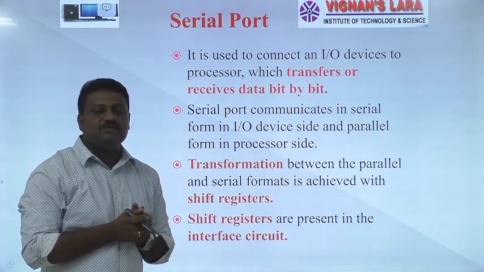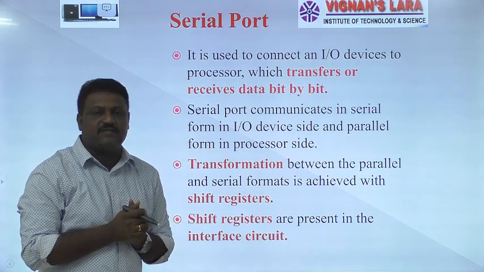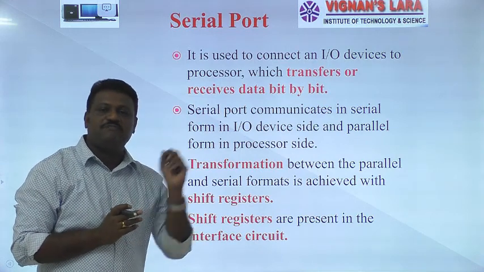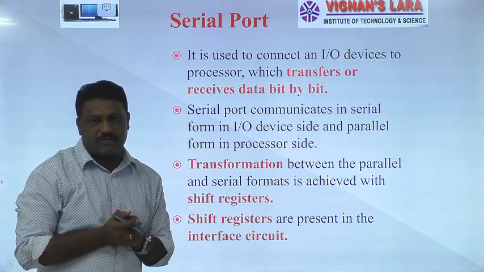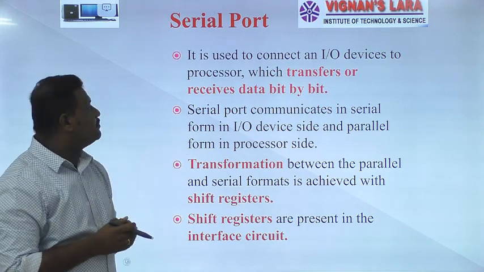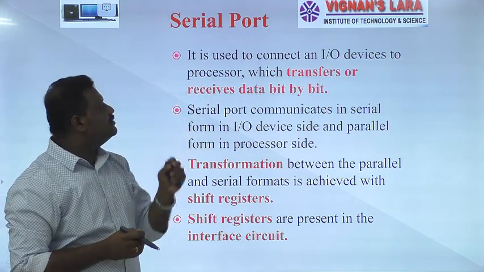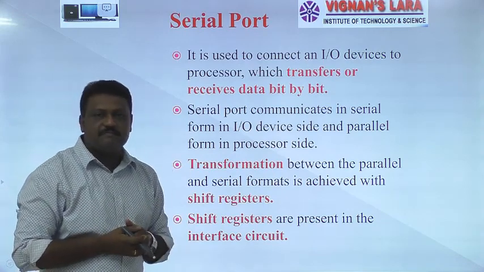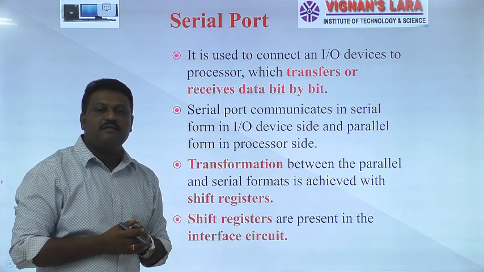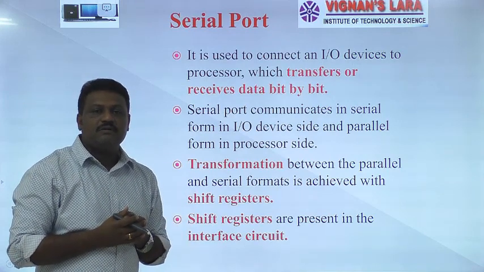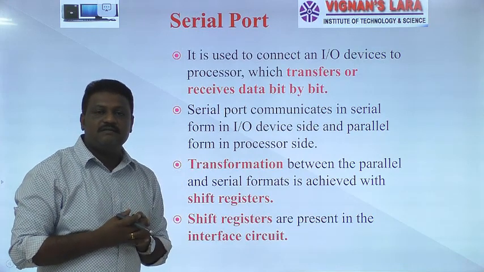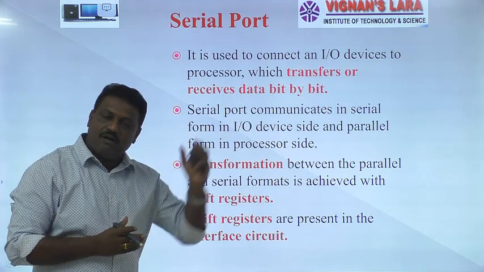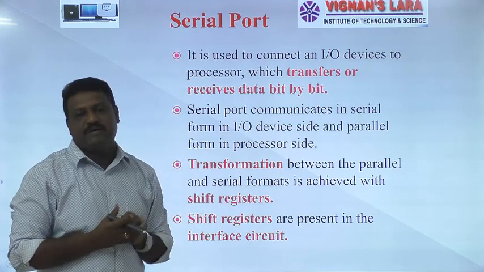And next we shift to the second variety of interfacing, that is serial interface or serial port. Basically we have two types of ports, one is a parallel port and the second one is a serial port. So now we are going to discuss serial. It is used to connect I/O devices to the processor, and it transfers or receives data bit by bit. Yesterday I clearly told you that with the help of a serial port, with a single line connector, our I/O interface transfers data to an external device bit by bit, or it can collect data from an external device bit by bit.